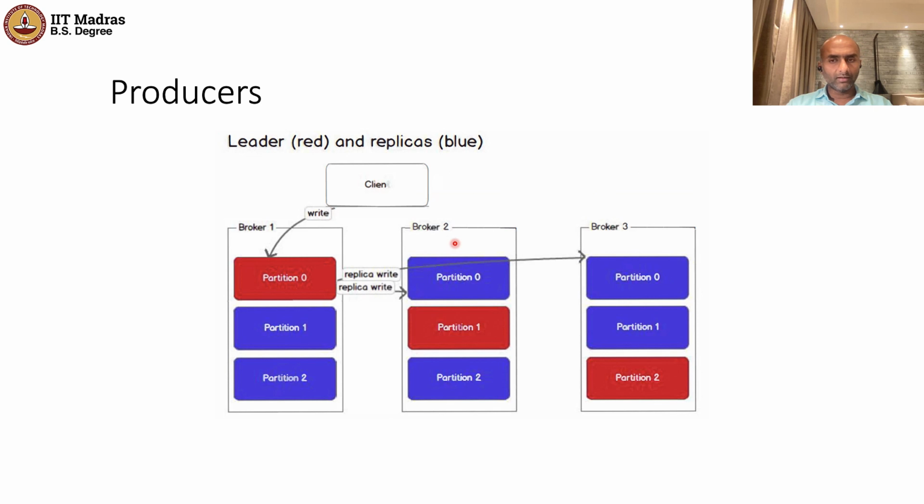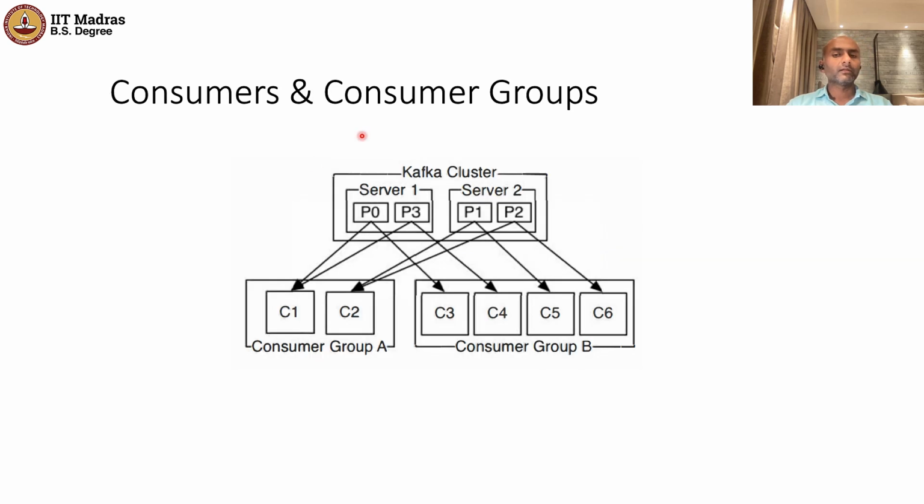Okay, so we just spoke about the producer. How does it happen? The producer writes to a particular partition, determined using hash partitioning or round robin, like we spoke about. From there, that partition is responsible for writing to the replicas, and then the replicas acknowledge, and they respond back to the client once all the acknowledgements are in. Okay, so what about consumers?